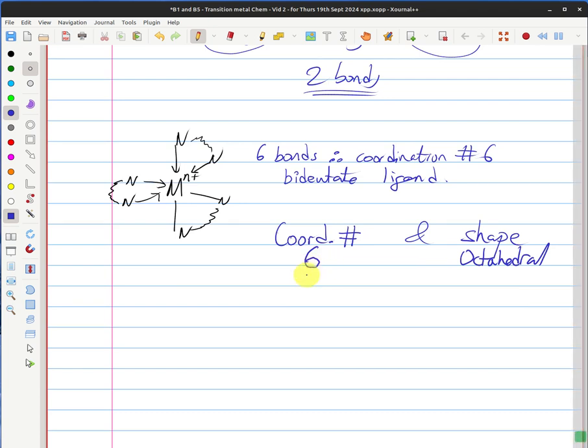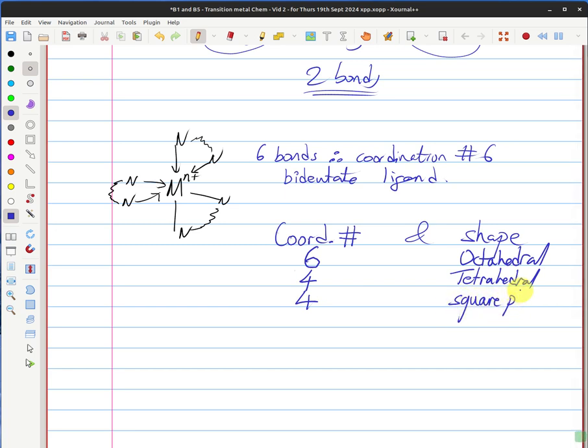If the coordination number is 4, so it has 4 bonds to whatever ligands are present, then we have 2 possible shapes now. We have the familiar tetrahedral, but we also have square planar. So 4 is kind of a tricky one, and because it could be one or the other shape, Cambridge like to focus on this one in the hope that students will pick the wrong shape.